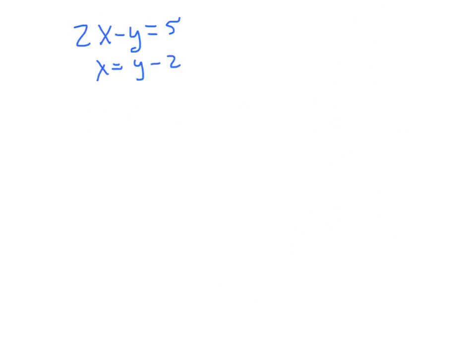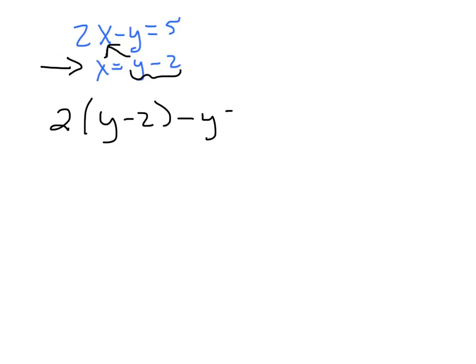Sometimes you can solve for the y, but in this case, I already have an equation solved for x. So I'm going to plug y minus 2 in for this x, and when I do that, I get 2 times y minus 2 minus y equals 5. Just like in the previous problem, it had a 1, but in this case I have a 2. So I put it in parentheses, and now I'm going to distribute that 2. 2y minus 4, and then bring down your minus y equals 5. Notice I've gotten rid of the parentheses once I've distributed that 2.